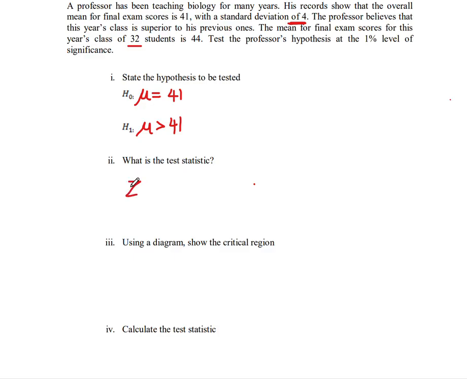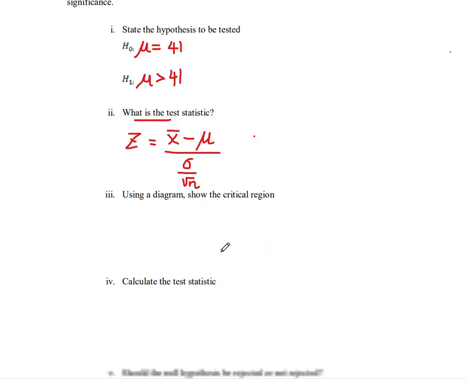Now, what is the test statistic? This is a z-test. So the test statistic is going to be z equal x bar minus mu, x bar being the sample mean, mu being the population mean, divided by sigma, which is the standard deviation of the population, divided by the square root of n, where n is the sample size. We're not going to do the calculation of the test statistic here. We are only stating the formula that will be used for it because that's what we're asked for.